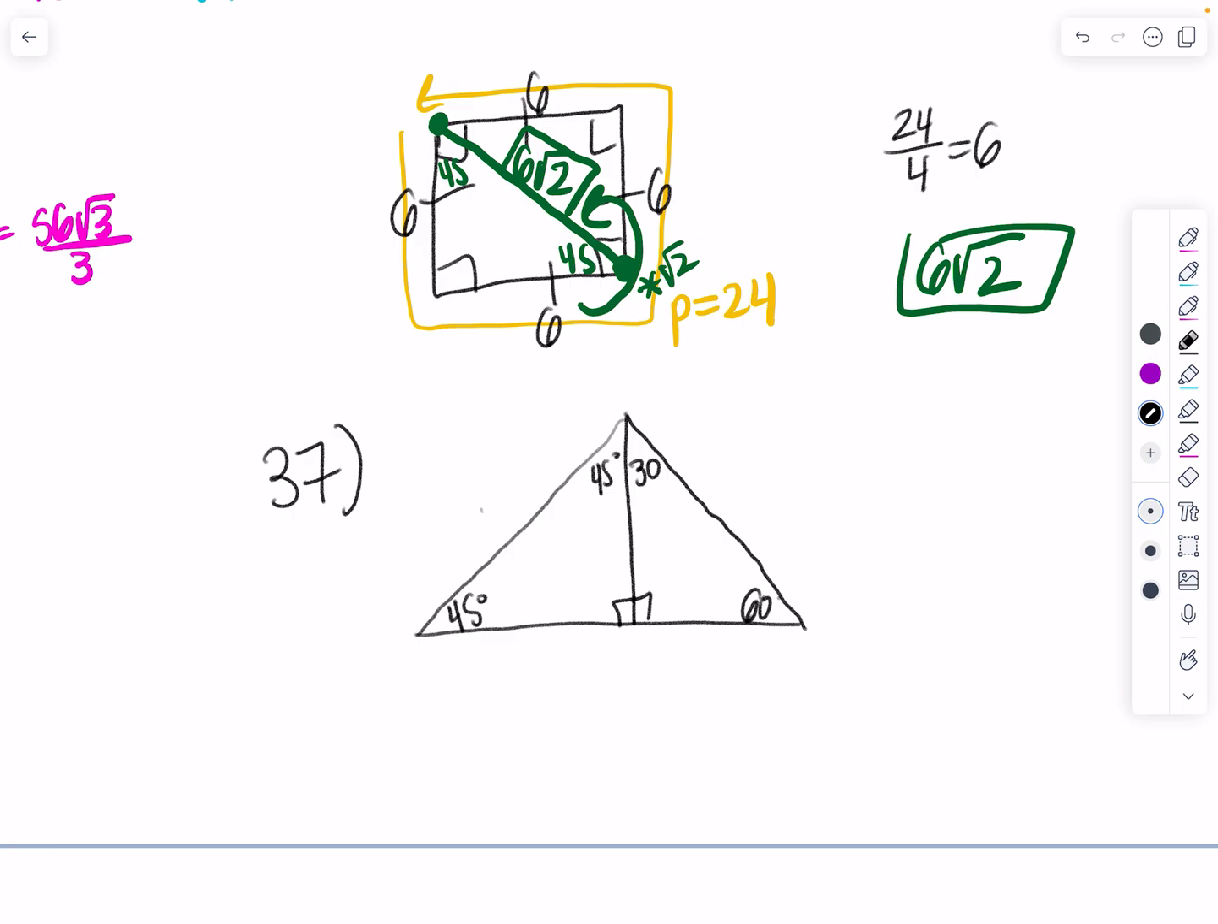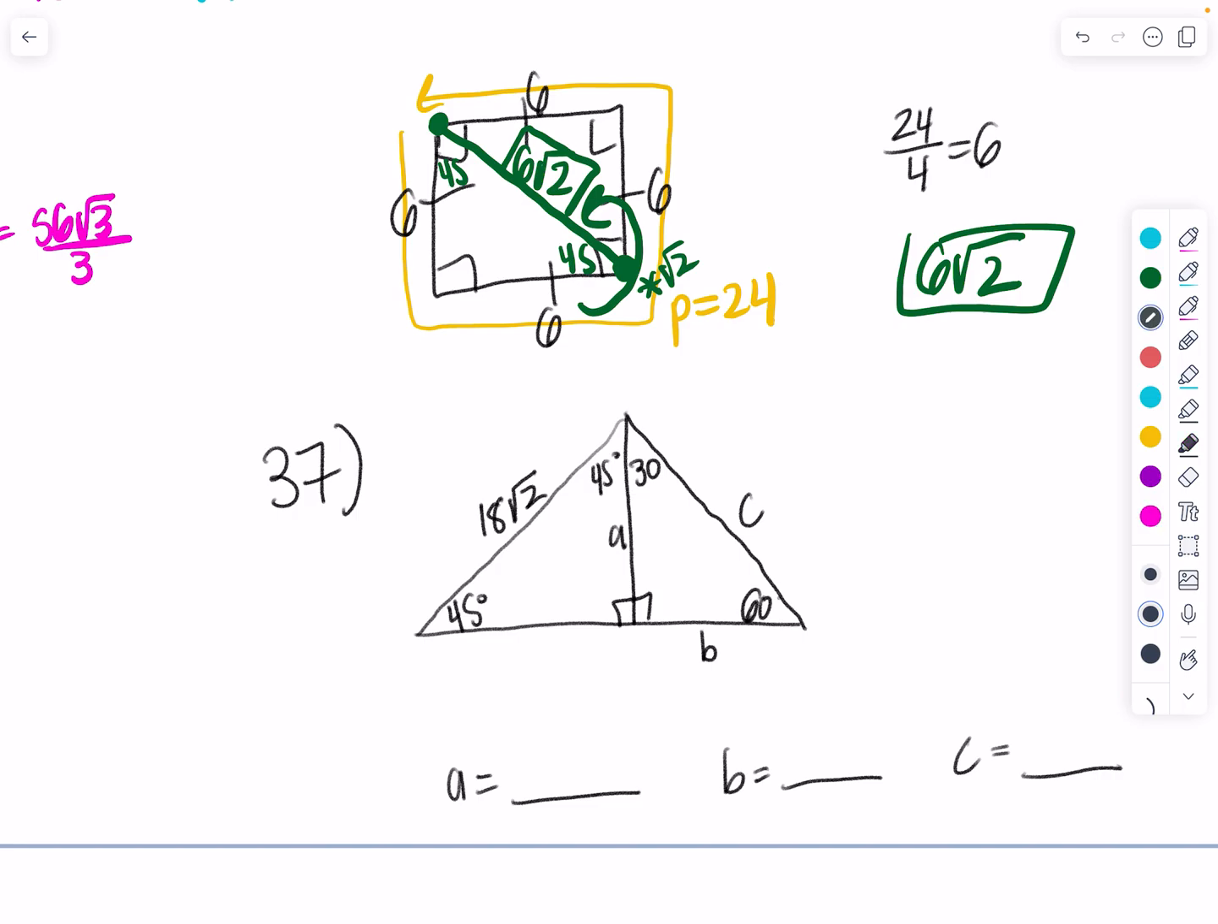And the only information I have is that this hypotenuse is 18 root 2. And I'm looking for A, I'm looking for B, and I'm looking for C. So we want to find A and B and C. But unlike in the last problem where we had to start in the 30, 60, 90, now I'm given a piece of information in the 45, 45, 90. So these two legs are going to be congruent.